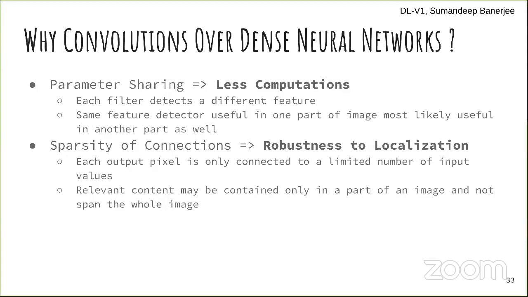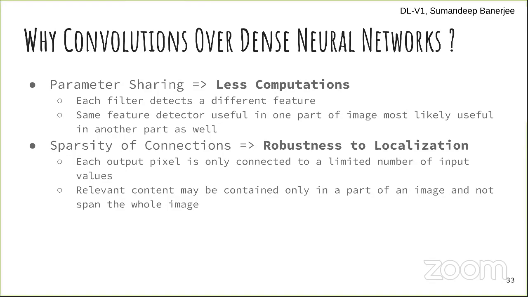So each filter detects a different feature, and whatever feature we are looking for in one part of the image, the same values of the filter are good enough to detect it in another part of the image. So why learn so many parameters which are not needed? It reduces redundancy in the number of parameters, so a lot fewer computations. We will see in a later lecture where we compute the number of parameters for each convolution step, and you'll see that convolution does not generate a lot of parameters.